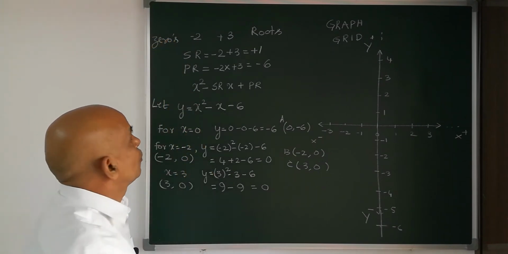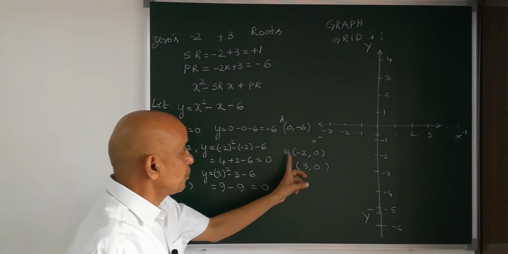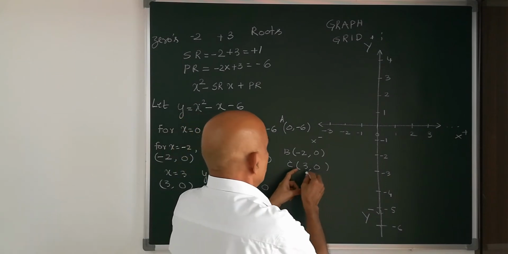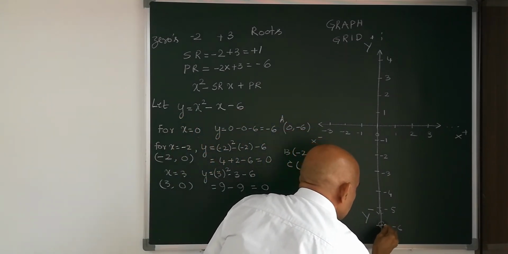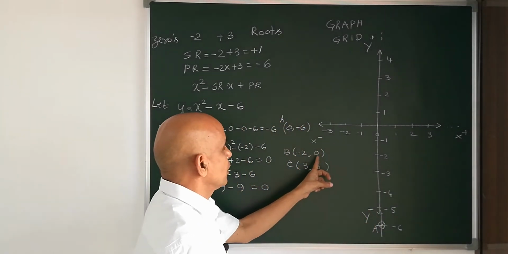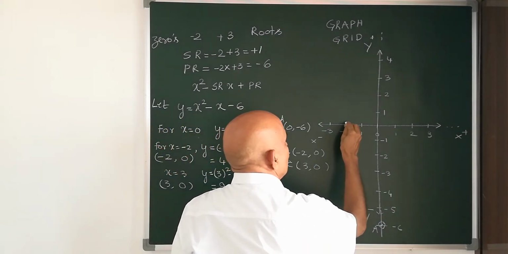Zeros of the quadratic expression. Now let us try to plot these points. So what is happening here? Where is the point A? This is the point A, (minus 2, 0). That means x is minus 2, y is 0.